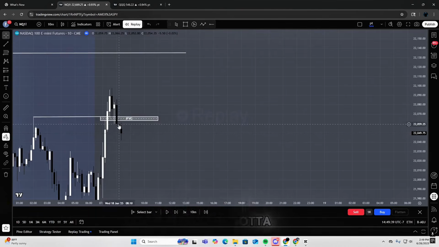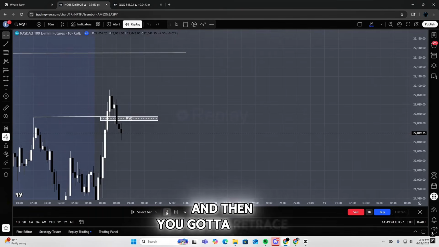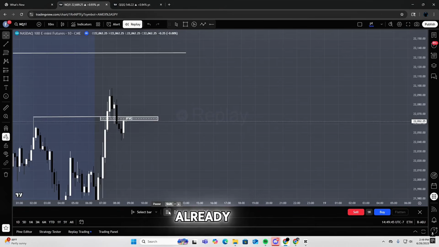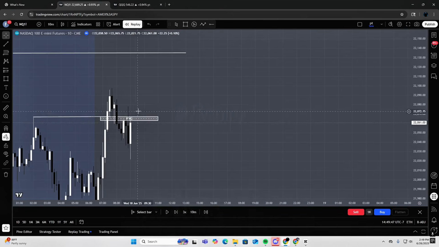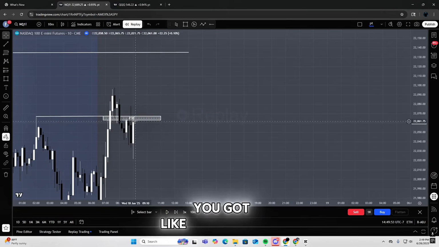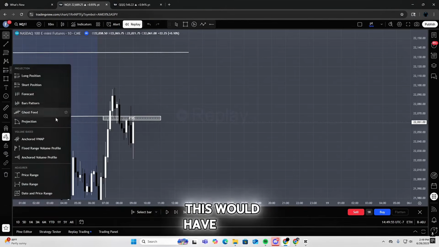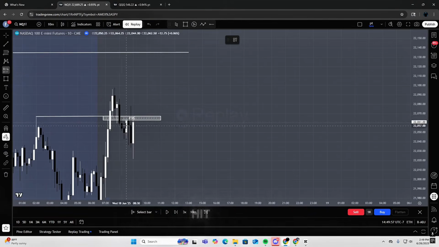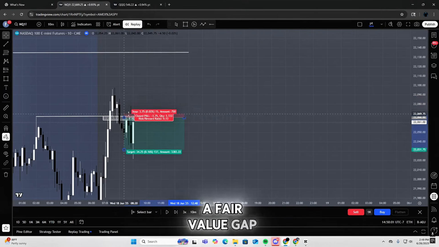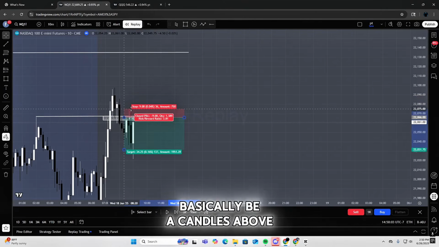You got to retrace into here, right? And then you got to retrace into it again, right here. So you've got two entries already, right? And then right there, you see that you wicked it. As long as you don't get a candle close, the setup itself is still fine, right? And you've got plenty of entries in here. Honestly, this would have been a while for this trade to actually hit, but the point is, you've got entries here, you've got an inverse fair value gap, and your stop loss would basically be a candle close above.